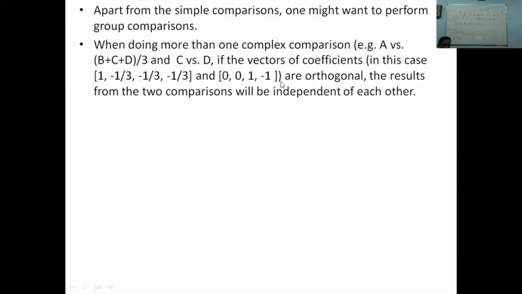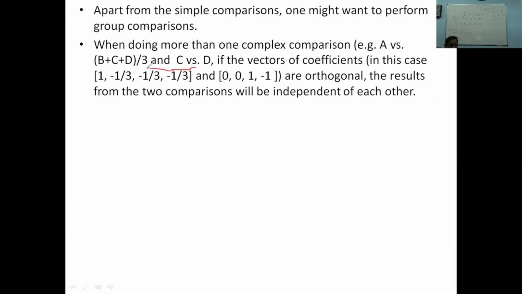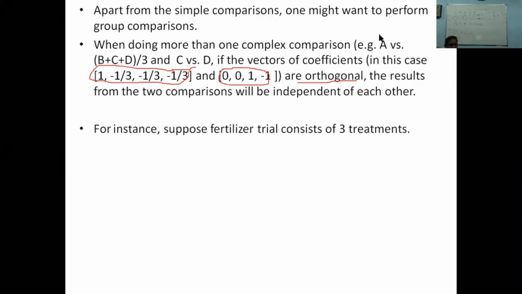So these two comparisons you see here, this is one set of comparison, and this is another set of comparison. If you multiply those two coefficients, they are orthogonal. The results from these two comparisons will be independent of each other. So that is the important point. They are independent of each other.